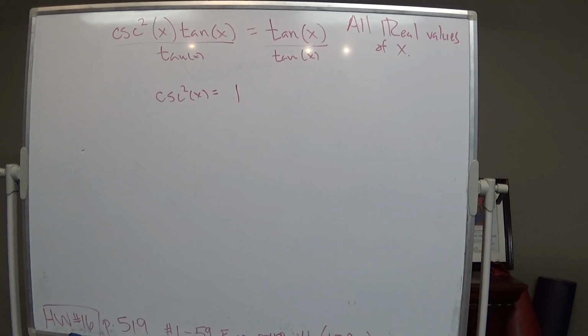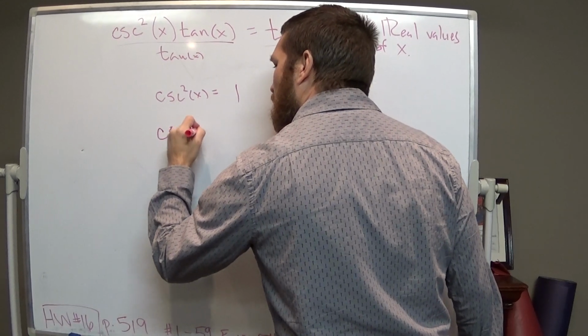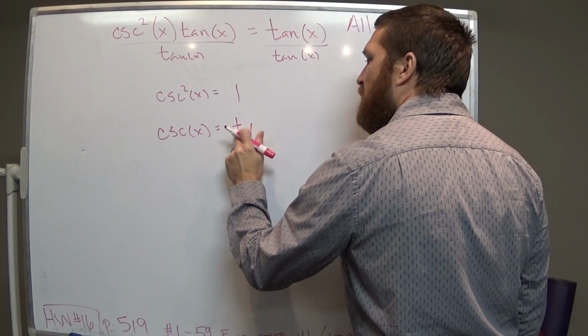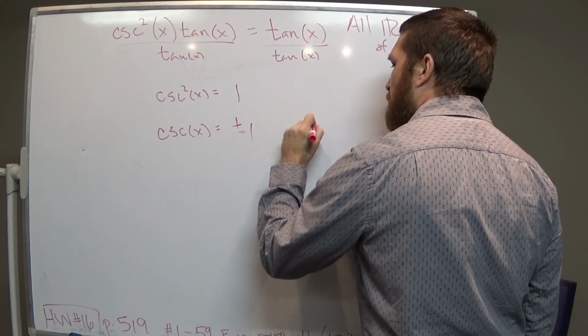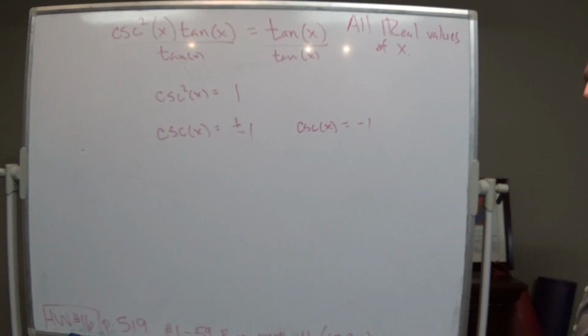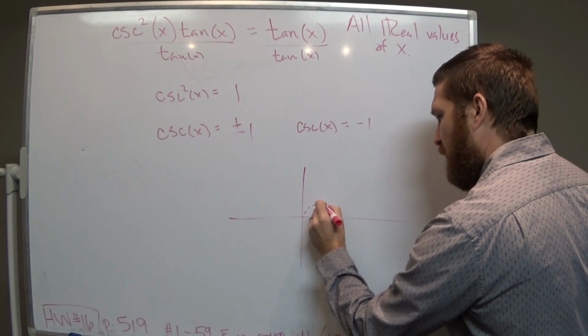Take a root. And what happens when we take a root? Plus or minus. Good, right? So we get plus or minus 1. So in other words, we have two equations now. Cosecant x is plus 1 or cosecant x is minus 1. And we can see real easy if we just want to draw what cosecant looks like.